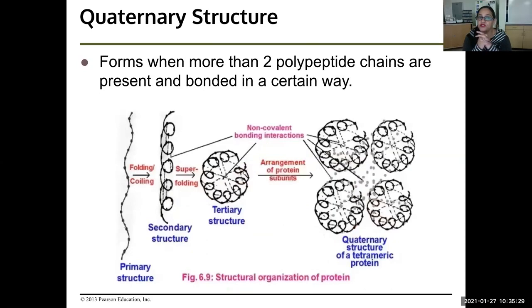And the quaternary structure forms when more than two polypeptide chains are present and bonded in a certain way. There's kind of the overall primary, secondary, tertiary, and then quaternary interacting with each other.